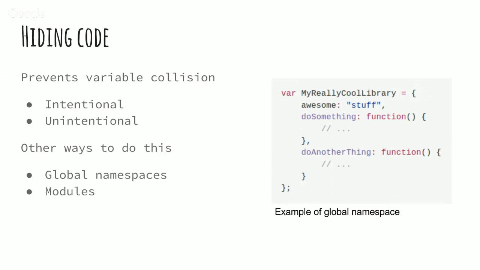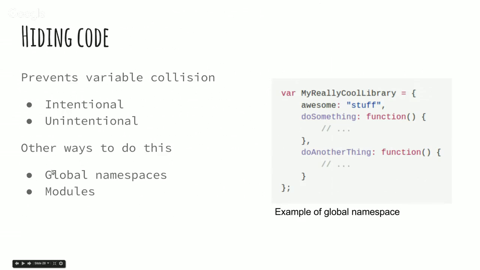Yeah, it definitely seems that way. When you hide your code in there, it prevents both intentional and unintentional variable collision. You're not polluting the global namespace, and things are just cleaner. There are a couple other ways that you can hide your code.